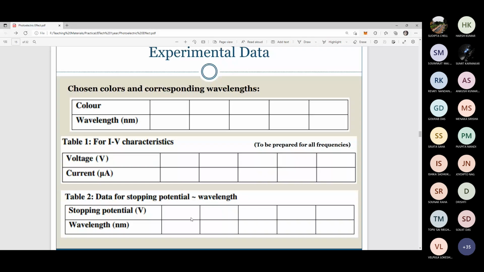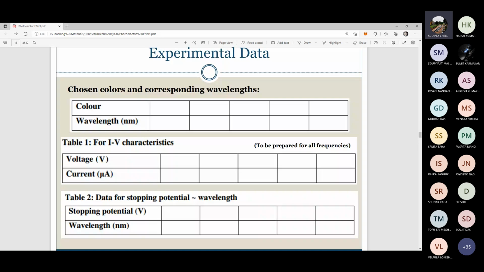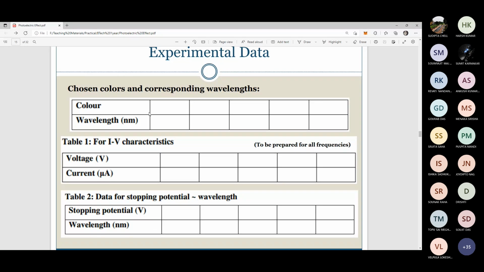Right? Is it clear? Okay, sir. Clear, sir. So now I will share this material. Is there any table 3? There are actually 3 tables, but here the first table has no name. It is mentioned table 1 and table 2. That is why I want to tell you to exclude the first table. Then you consider table 1, that is the IV characteristics, and table 2, the stopping potential versus wavelength.